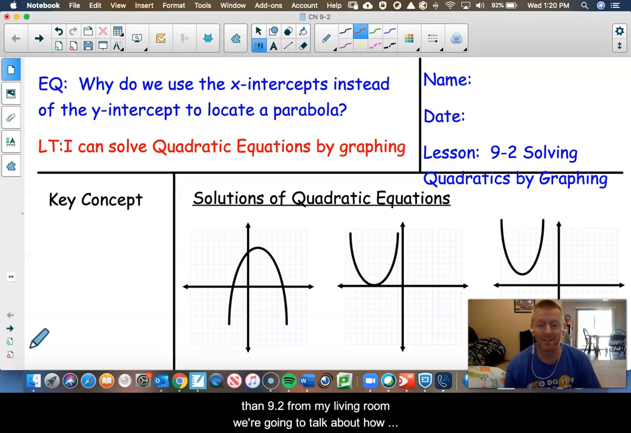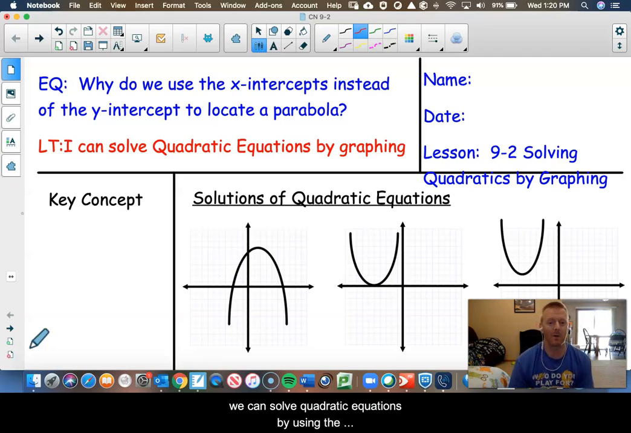Hey, this is the Bourbonation. Here's lesson 9.2 from my living room. We're going to talk about how we can solve quadratic equations by using the graphing technique.